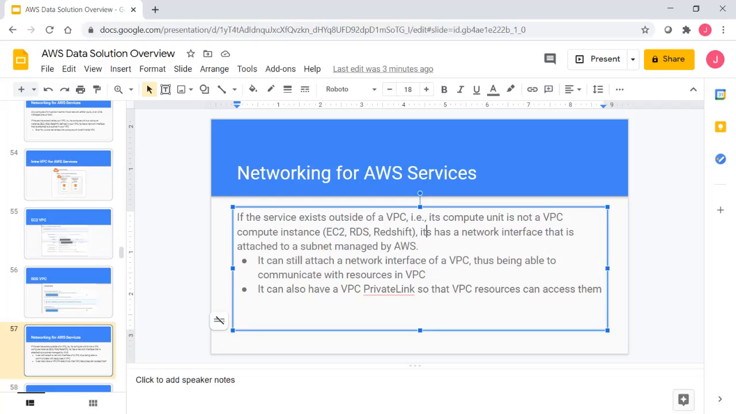But this is one direction. You can only go from the network interface to the VPC, such as with QuickSight. If you define a network interface on QuickSight or Glue, they can access resources in the VPC, but the VPC resources cannot access them.